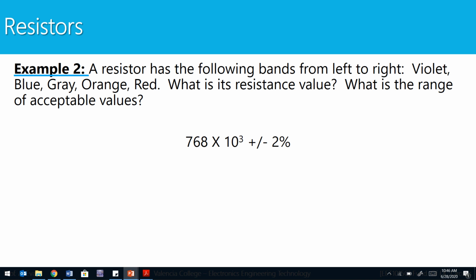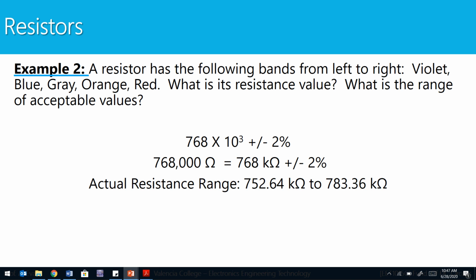So my first 3 digits are violet, blue, gray. That gives me 768. My multiplier is orange. That gives me 10 to the 3rd. My color for tolerance is red. That gives me plus or minus 2%. 768 times 10 to the 3rd would give me 768,000 ohms, or 768 kilo ohms. And then we have our range of plus or minus 2%. So then you need to calculate 2% of 768 and figure out the range by going 2% above 768 and 2% below. There's my resistance range for that resistor.